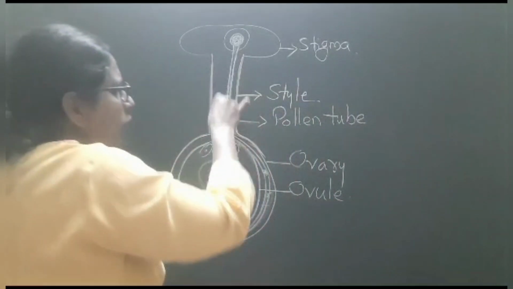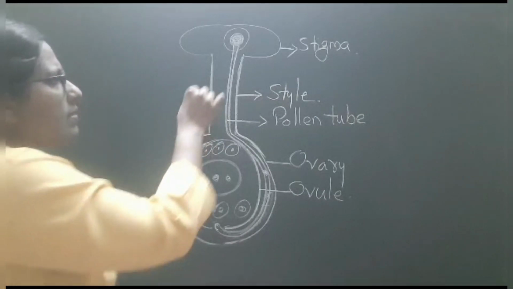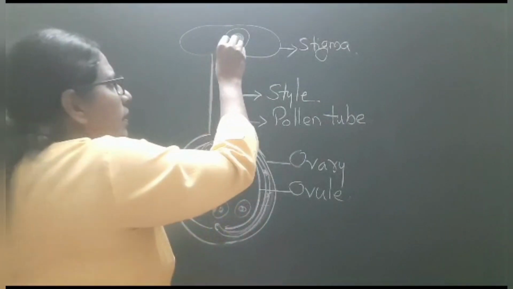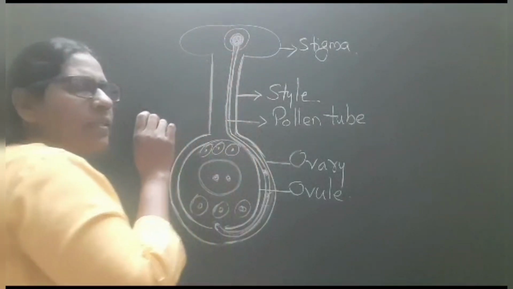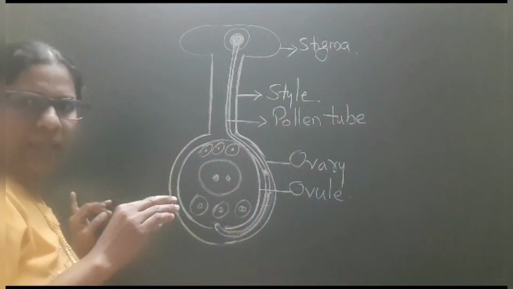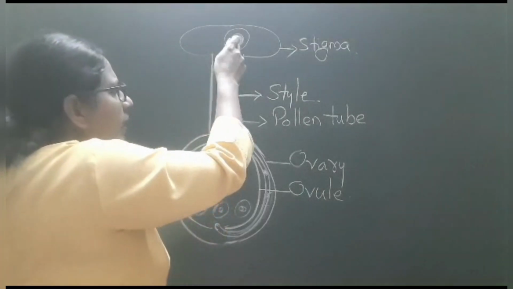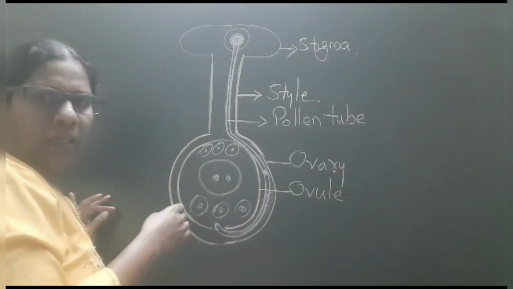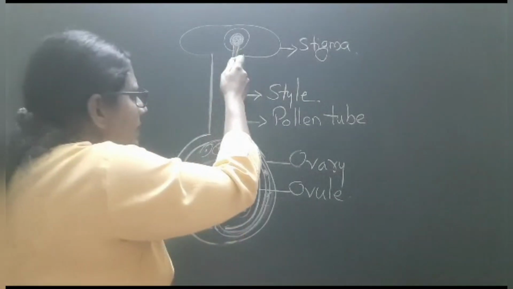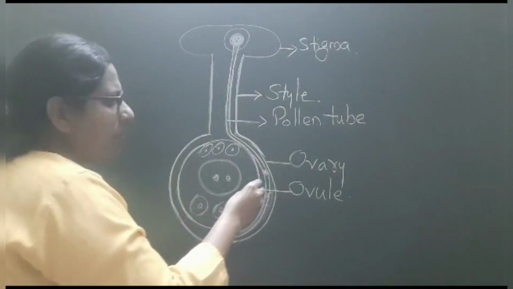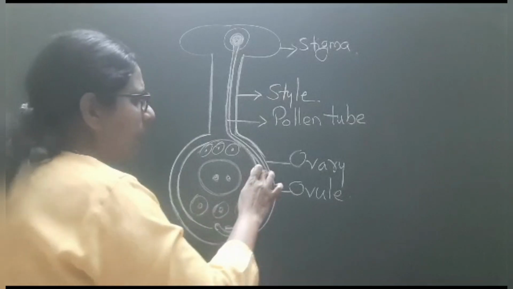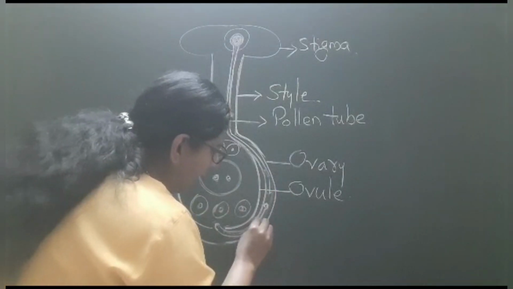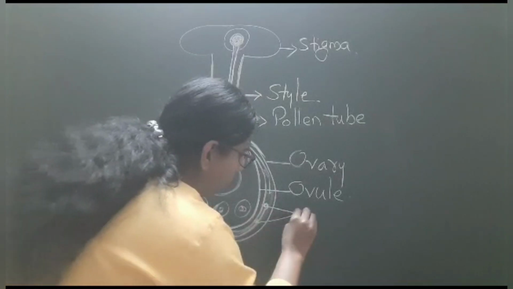Now why is this pollen tube there? Why is it germinating a pollen tube? Because there are two male gametes in the pollen grain. That male gamete has to reach the female gamete. How does it reach? This pollen tube carries those two male gametes.